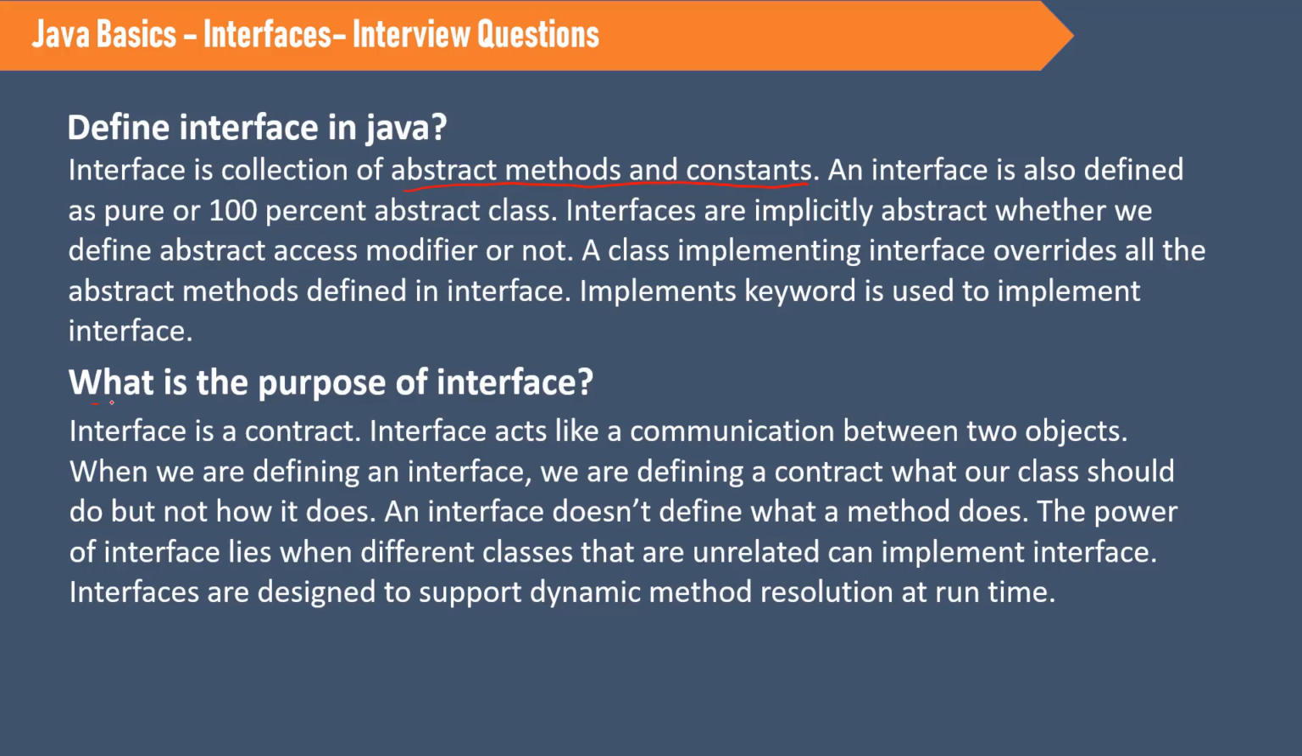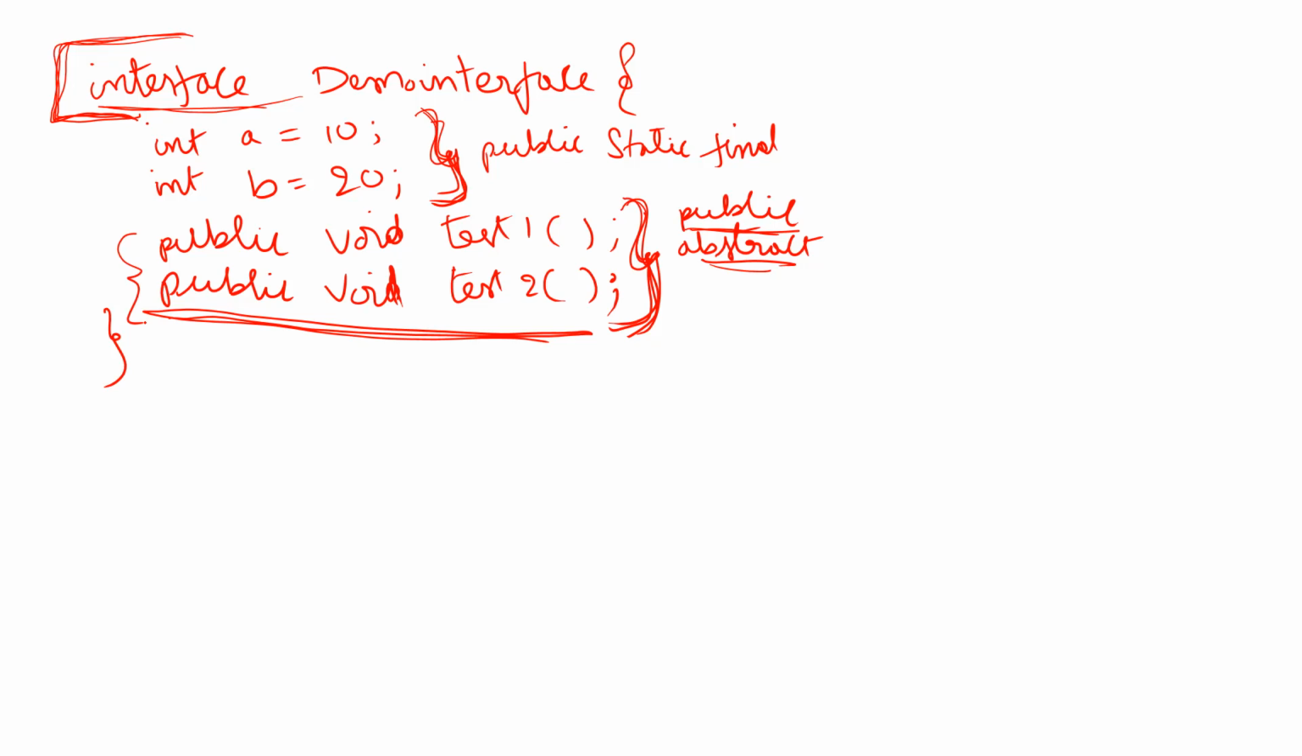Next one is, what is the purpose of an interface? So this is an interface, and if you see this interface, we will see that it just contains some variables and some methods. Even these methods don't have any implementation. We can create a class that implements this interface and we can provide implementation for these methods. But what is the real use of an interface here?